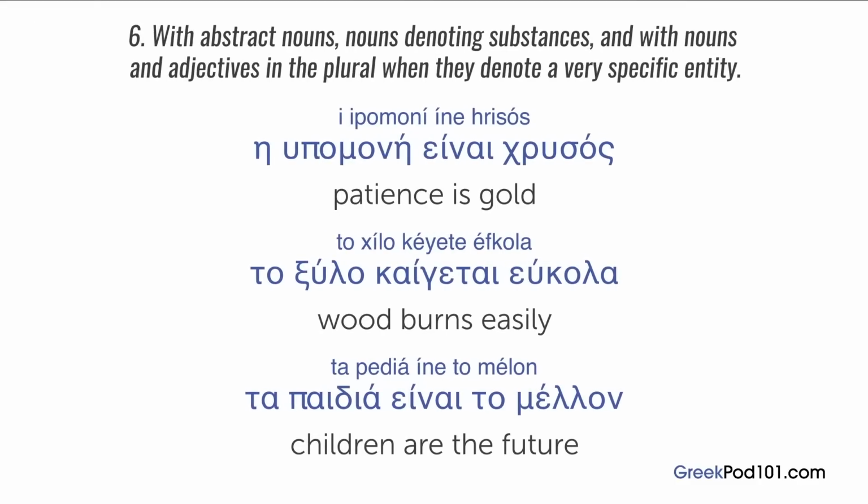Number 6. With abstract nouns, nouns denoting substances, and with nouns and adjectives in the plural when they denote a very specific entity. For example, η υπομονή είναι χρυσός. Patience is gold. Το ξύλο καίγεται εύκολα. Wood burns easily. And τα παιδιά είναι το μέλλον. Children are the future.